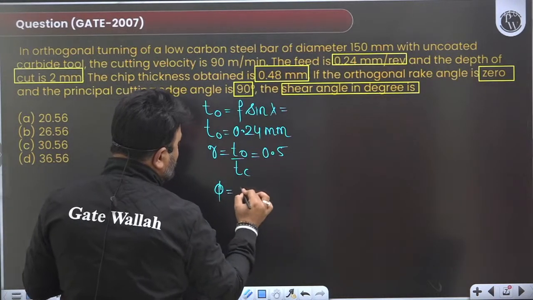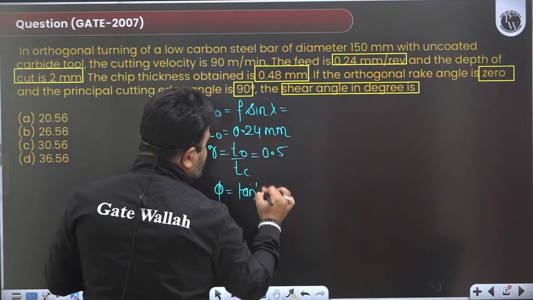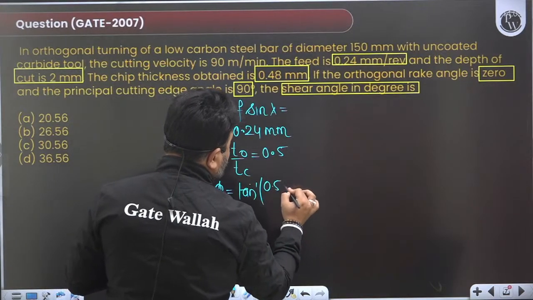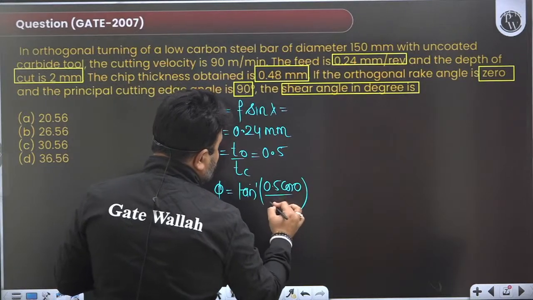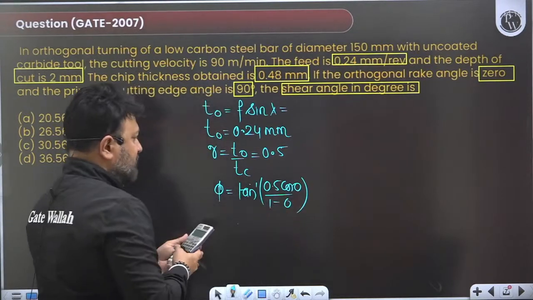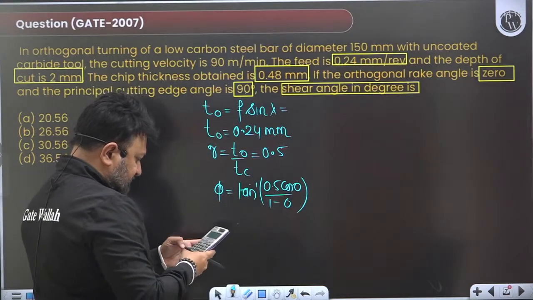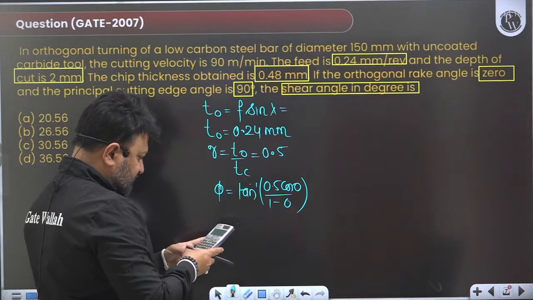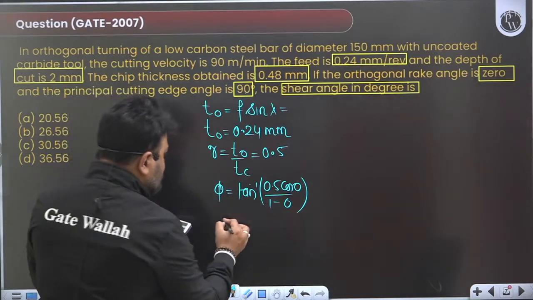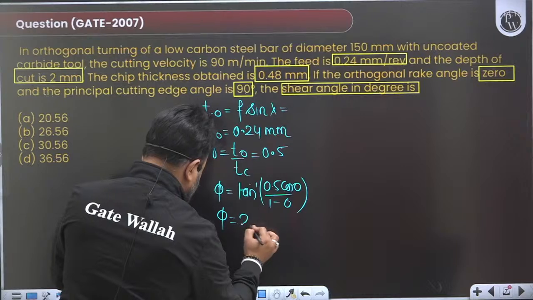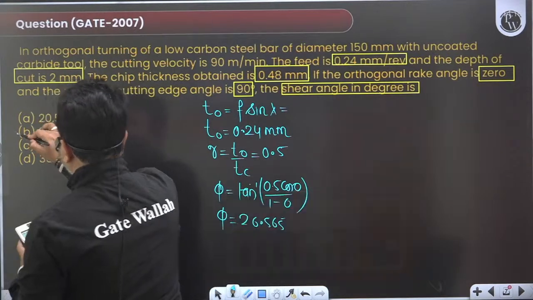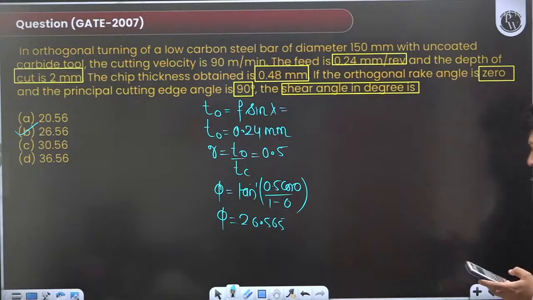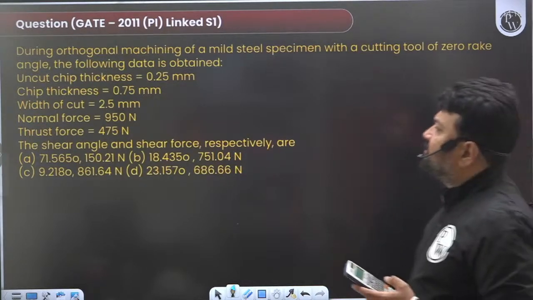Phi equal to tan inverse of r cos of 0 divided by 1 minus r sine 0, right? Rest of the thing 1 minus 0. So shift tan inverse 0.5. So phi becomes 26.565, option B, right? Next.